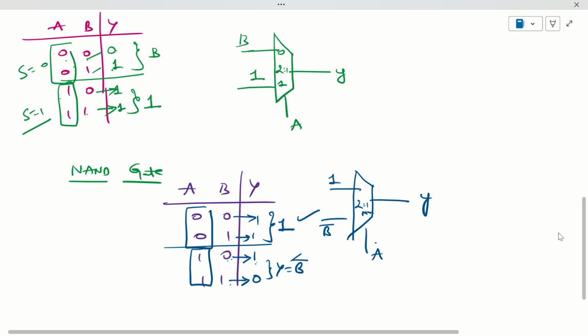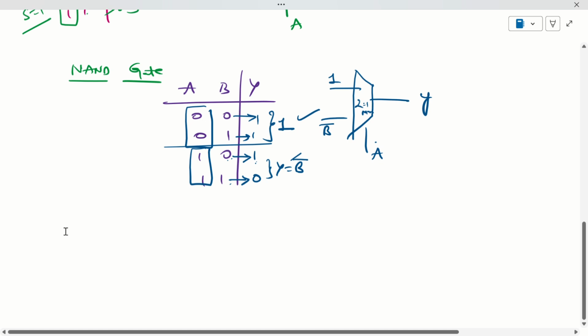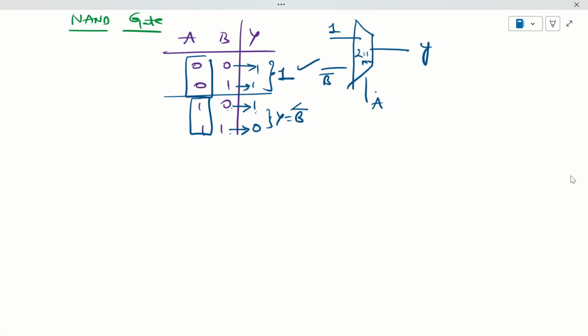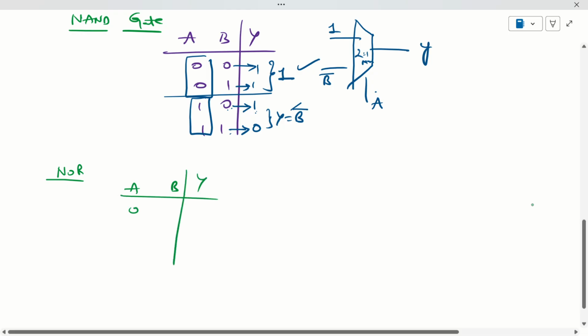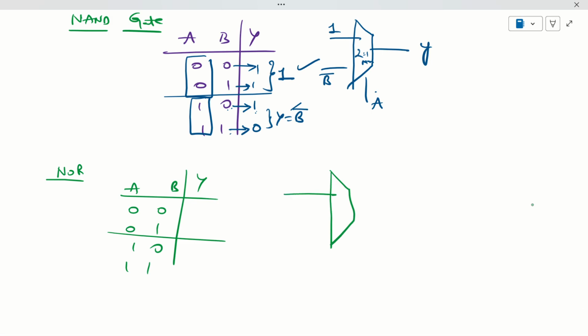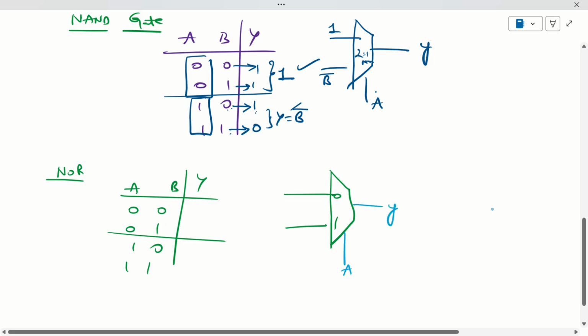Design NAND gate by using 2:1 multiplexer. The same way, you can also design the NOR gate. Okay, NOR gate. A, B, we have one output Y as this 0 0 0 1 1 0 1 1. What we do is divide the 4 combinations into 2 combinations, because the selection line has 2 possible combinations, 0 and 1. So first, what did we take? As this, A is the selection line, and we have one output Y.